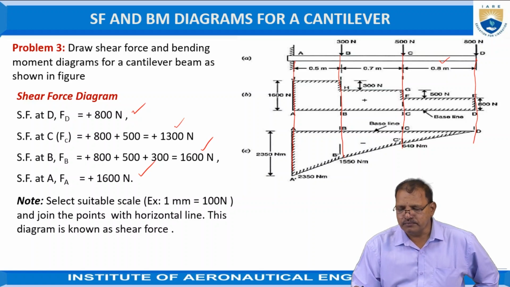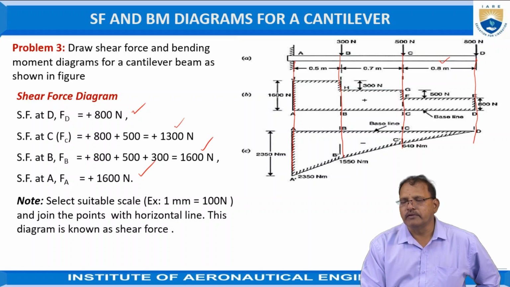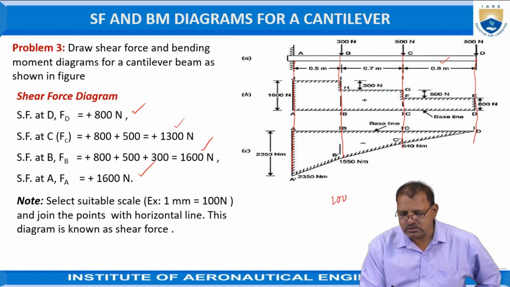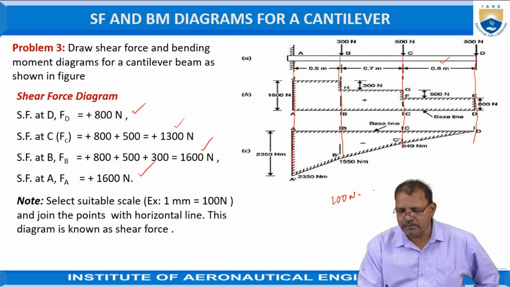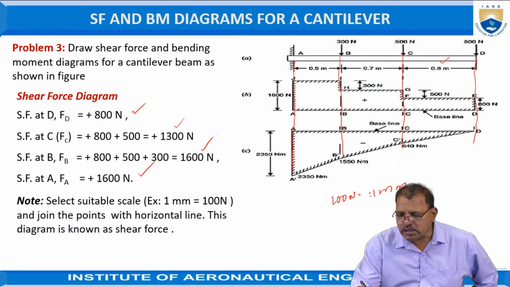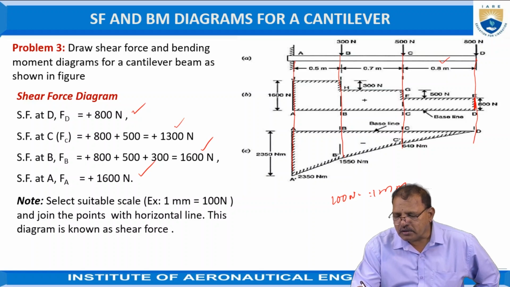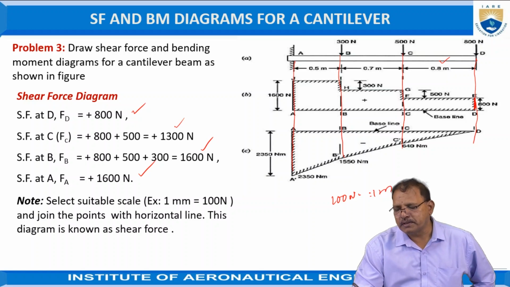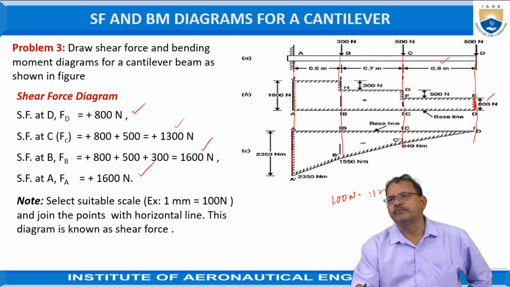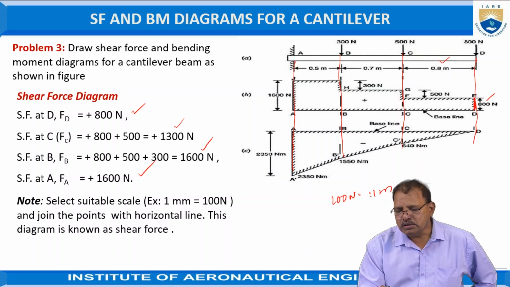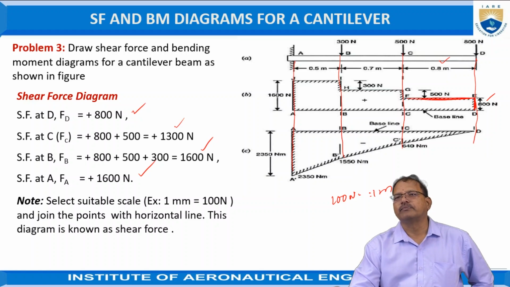First of all, take a suitable scale. Here we are taking 1 mm of the drawing length equal to 100 newtons. So just 8 mm we are taking here from D, draw a vertical line in the upward direction to represent the load of 800. Since just before reaching point C no load is acting, up to the C position it remains constant, so you have to draw a horizontal line.